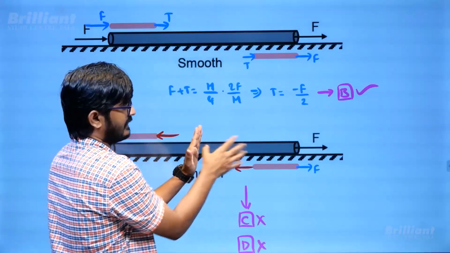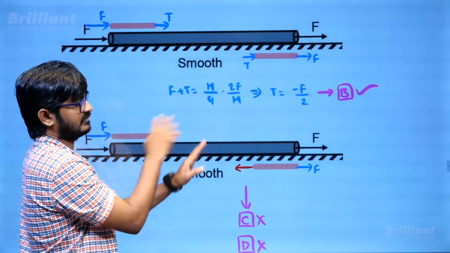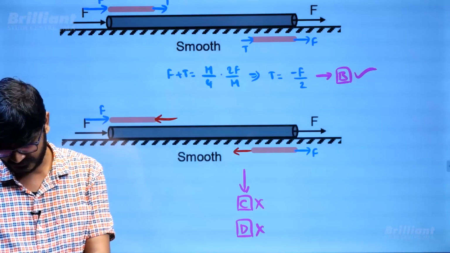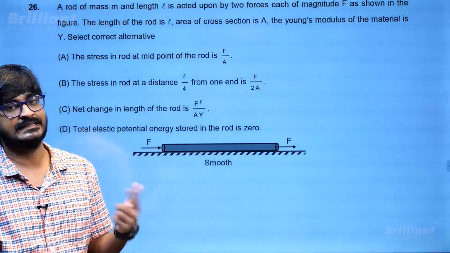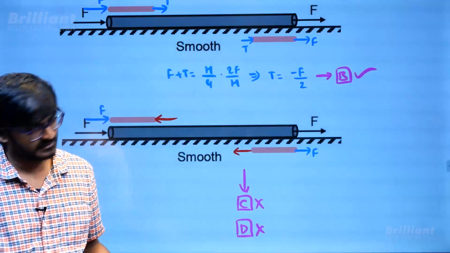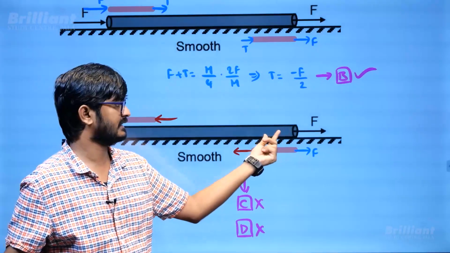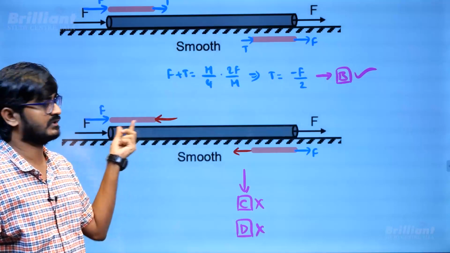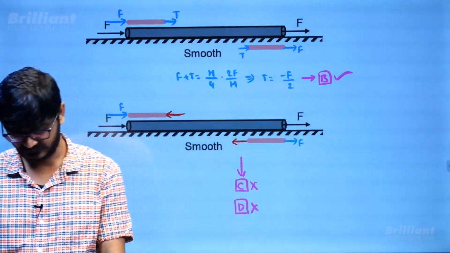So whatever extension happening in this half will be balanced by whatever compression is happening in this half. So net is going to be 0. Net change in the length of the rod is going to be 0, but net change in the length of the rod doesn't mean potential energy is 0, because you can see there will be an extension here, so there will be energy stored here, energy stored here, energy stored here, and after this half there will be compression, so energy stored, right? So it is not 0.